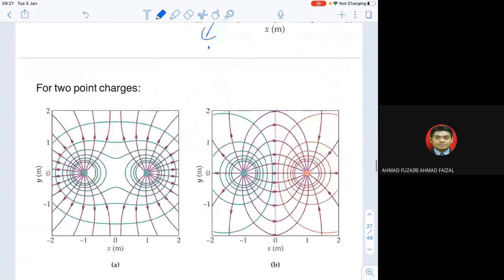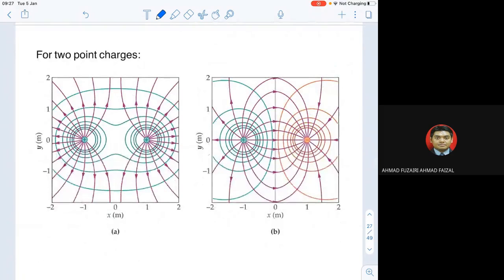Okay, this is for 2-point charges. Let's look at the left side first. We have two positive charges. In the previous chapter, we learned how to draw electric field lines between 2-point charges, two positive charges. They cannot intercept each other. The purple lines cannot intercept each other because they are positive.